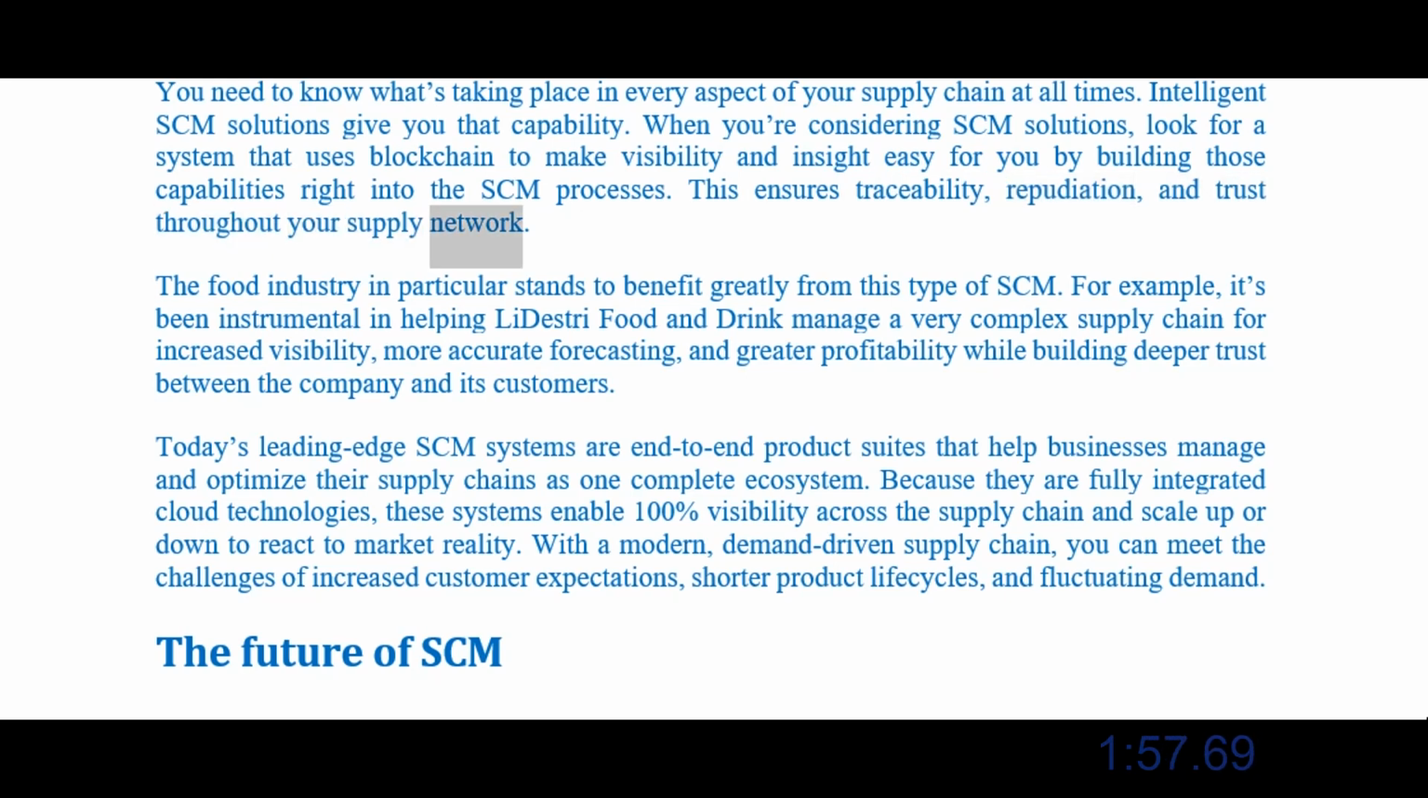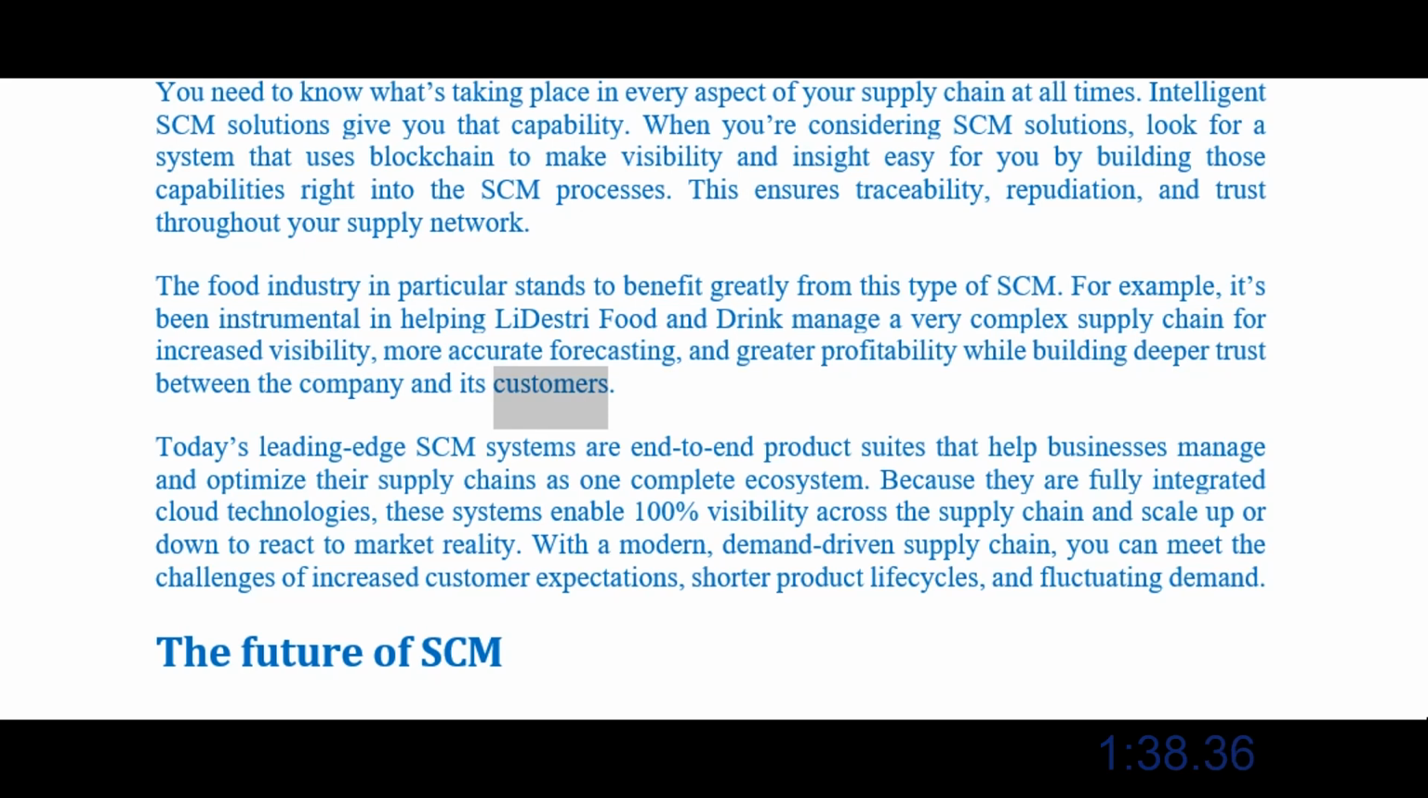The food industry in particular stands to benefit greatly from this type of SCM. For example, it's been instrumental in helping Lidestri Food and Drink manage a very complex supply chain for increased visibility, more accurate forecasting, and greater profitability while building deeper trust between the company and its customers.